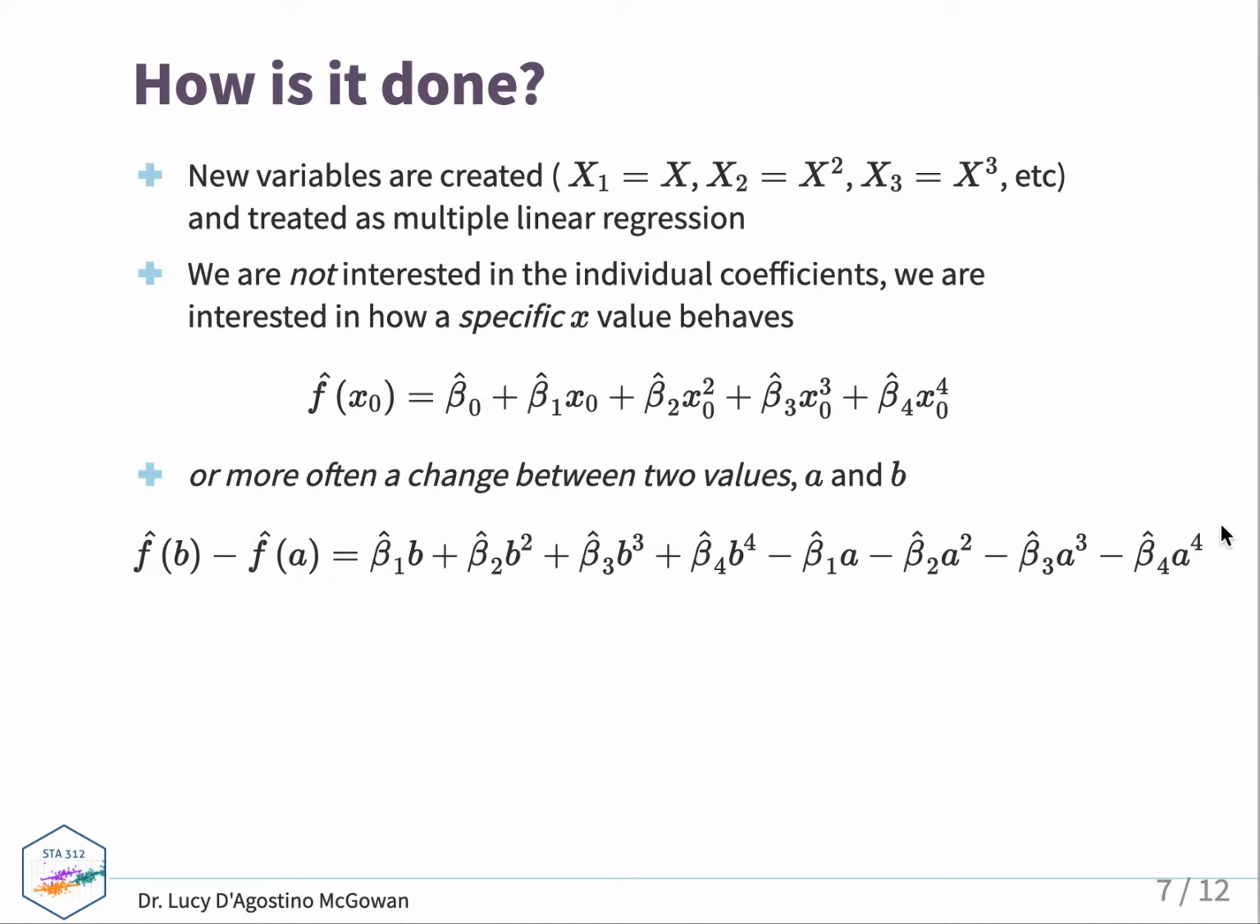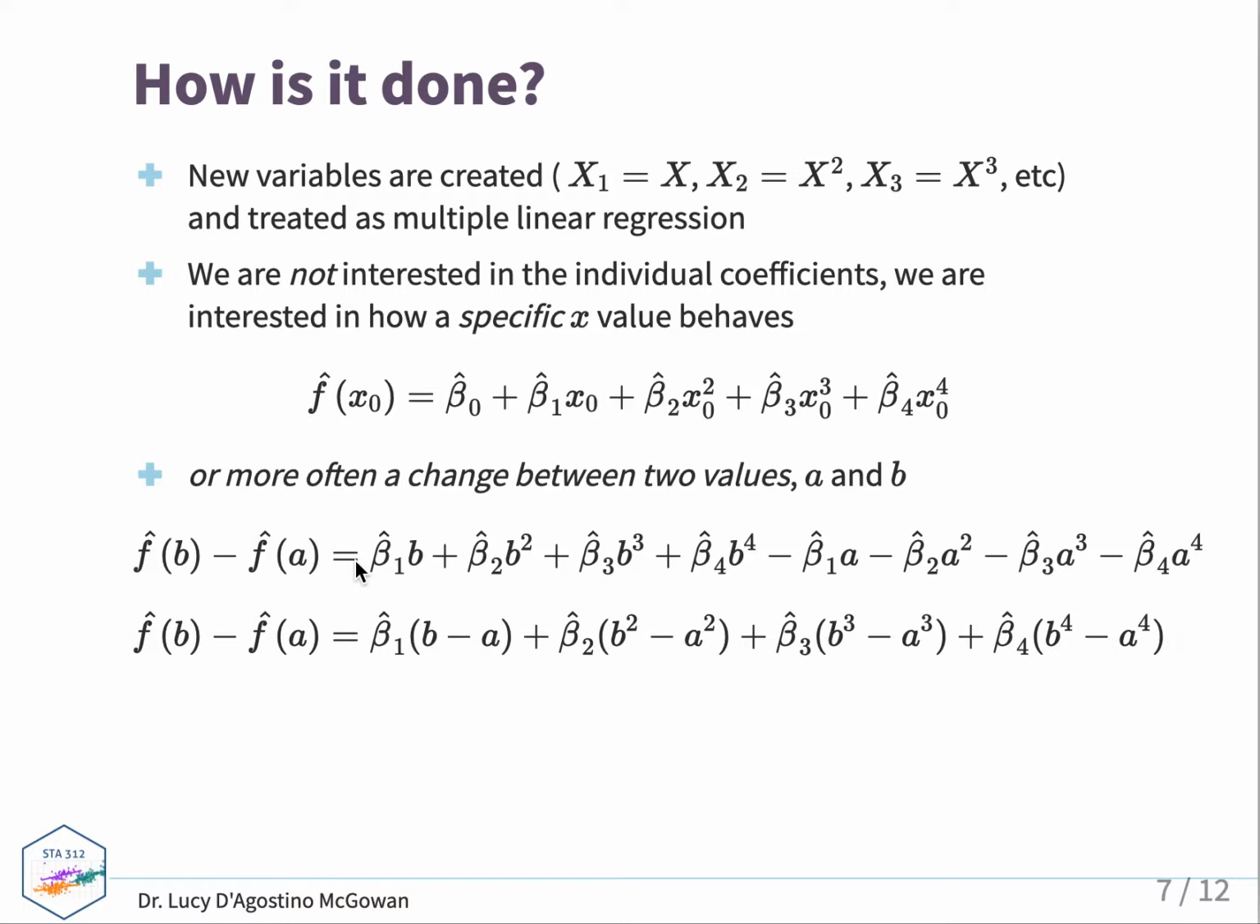So we can actually recombine these terms a little bit to make an easier formulation of this. Basically what we're doing is multiplying our beta 1 times the change between a and b, plus our beta 2 times the change between b squared and a squared, plus our beta 3 times the change between b cubed and a cubed, plus beta 4 times b to the 4th minus a to the 4th. And if we had more polynomial terms, of course, this would just keep going. So you would do this up to the d polynomial terms that you had in your model.